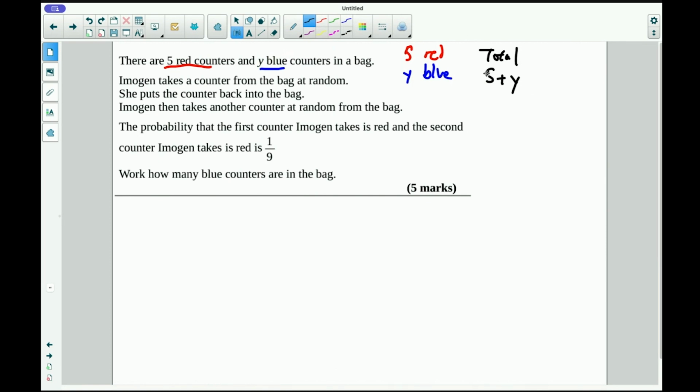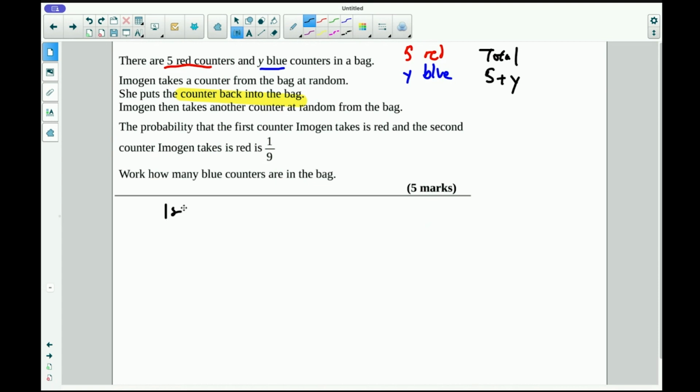Okay. So now Imogen is taking a counter from the bag at random, and then she's going to put it back into the bag. So just make sure you don't forget this part. She does put it back into the bag, which actually makes this question slightly easier, slightly harder, depending on how you look at it, right? Because you might think that you're going to add or subtract something. And then she's going to take another random counter from the bag. All right. So let's actually start off with that.